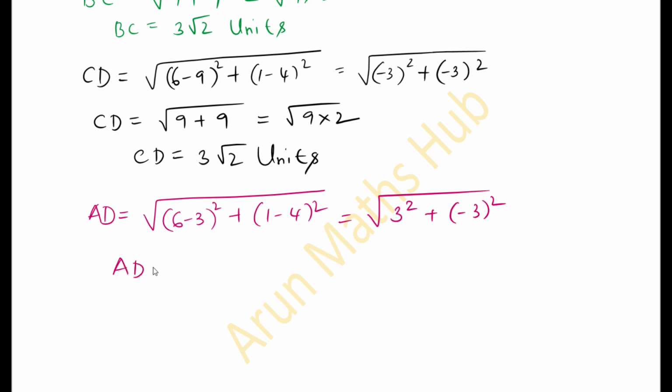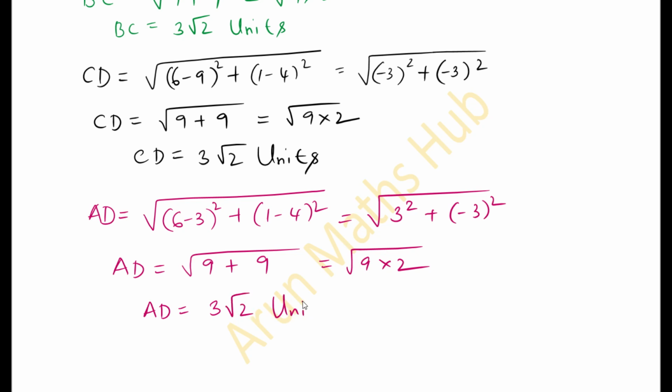Now AD equals, what is 3 square? 3 square is 9. Minus 3 square is also 9. Now 9 plus 9 can be written as 9 into 2. Therefore AD equals square root of 9 is 3, root 2 as it is. Therefore we got AD as 3 root 2 units.